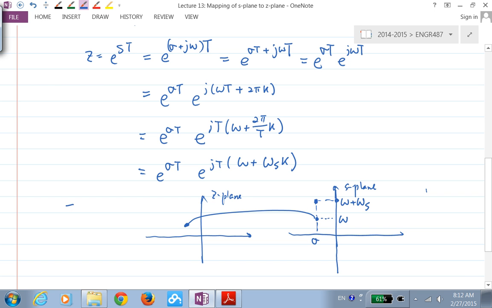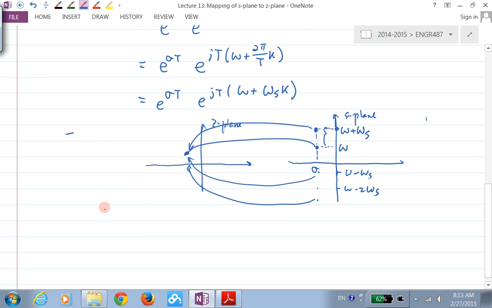So guess where this point maps to now? The same location, right? And of course you can move it down a little bit. So basically, as long as they are separated by an interval of omega s, the sampling frequency, they are all going to be mapped to the same location in the Z plane.